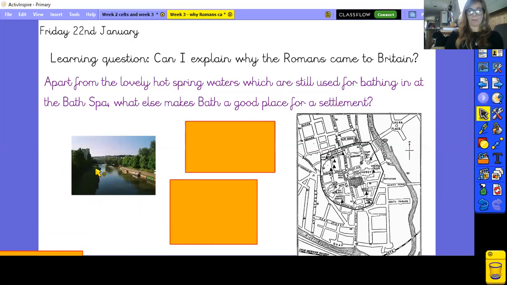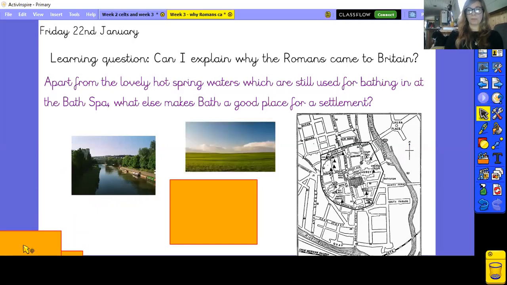And a good way to get around as well. You can transport things along the river. So that would have been useful. Also, Bath is surrounded by lots of fields. So obviously where I am on my boat is out in the countryside, and there's fields everywhere. So there's lots of land to keep animals and things. So that would have been really useful too.